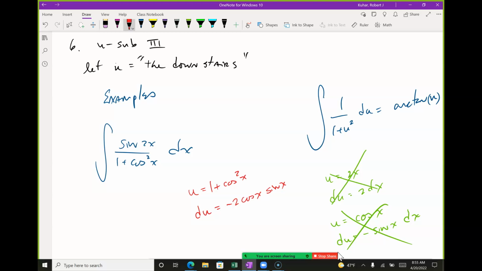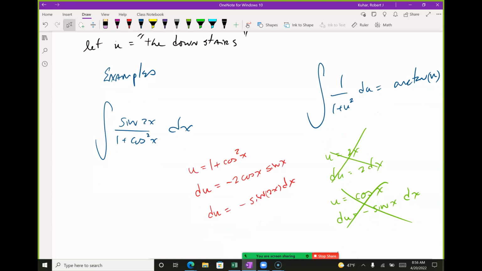Do we agree with that u and the du? Yeah, I've done cos squared and sine squared enough times. Good. So I can recognize my identity here. This is negative sine 2x dx. And I almost have it, don't I? I almost have negative sine 2x dx. I just need a negative, and of course I have to cancel it with a negative. So I'm multiplying by 1.